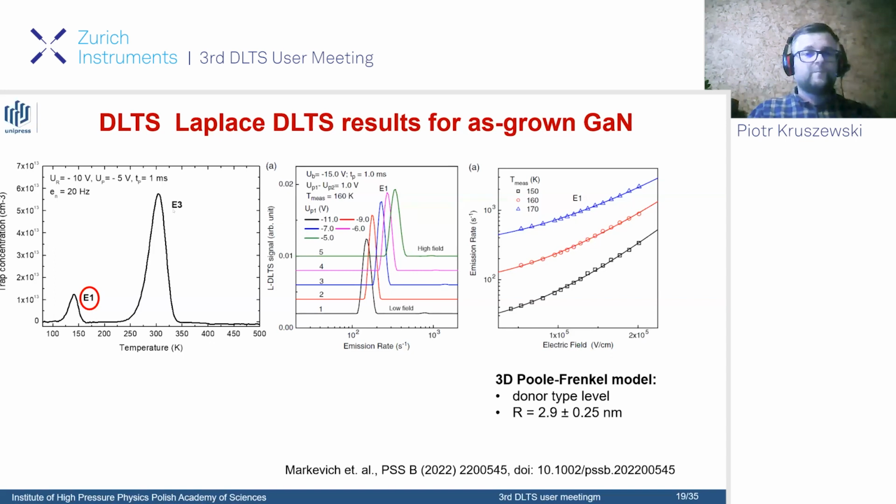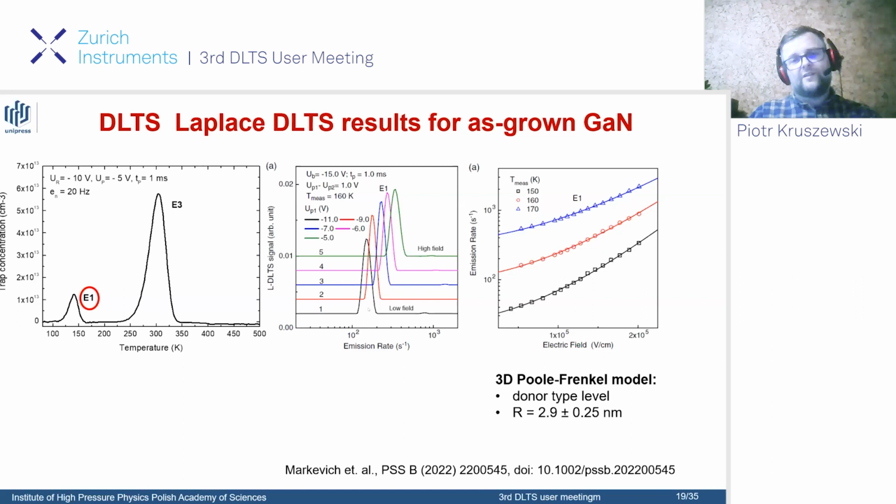And E3 was also problematic to find the answer about its origin. However, now we know that E3 is the iron on gallium side defect level. This is the acceptor level, and this is the donor level, which I will show you in a moment more about that.